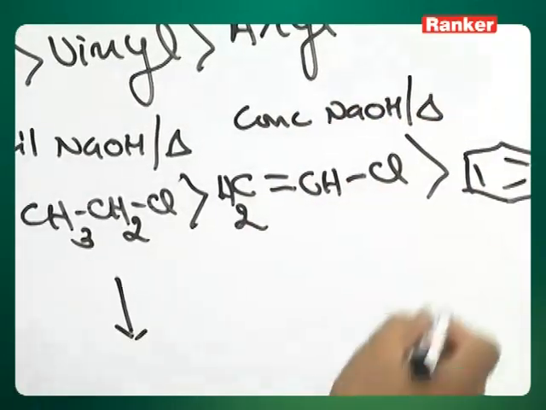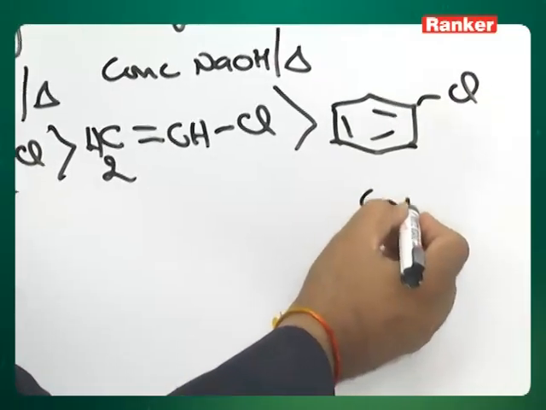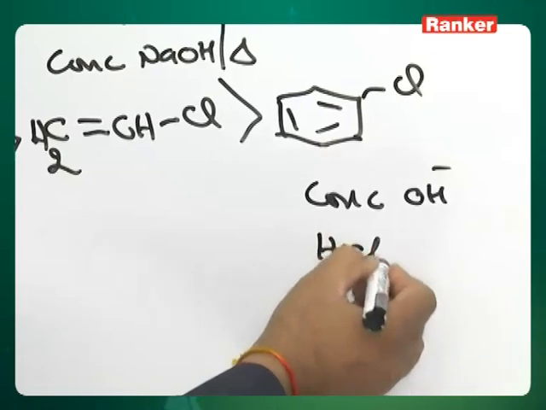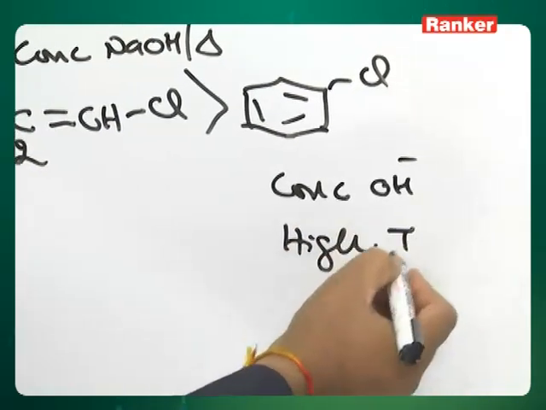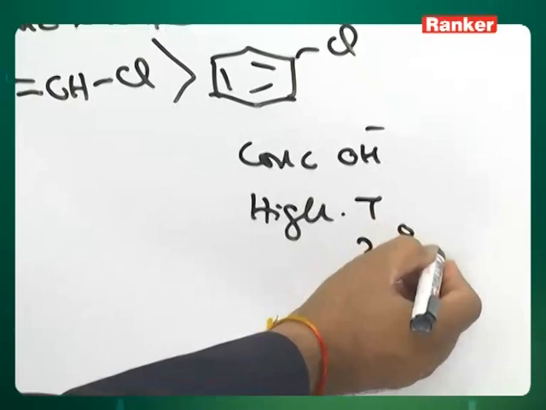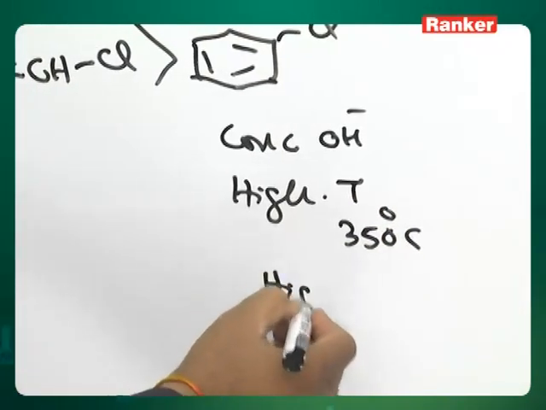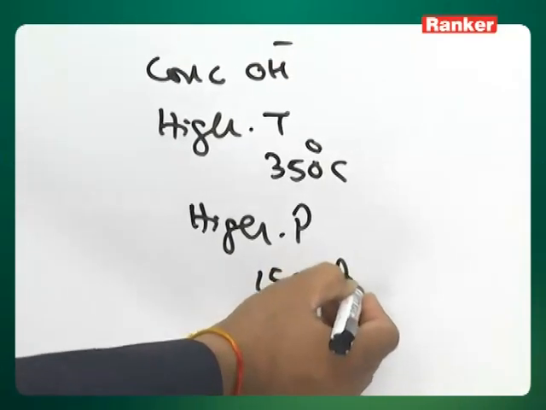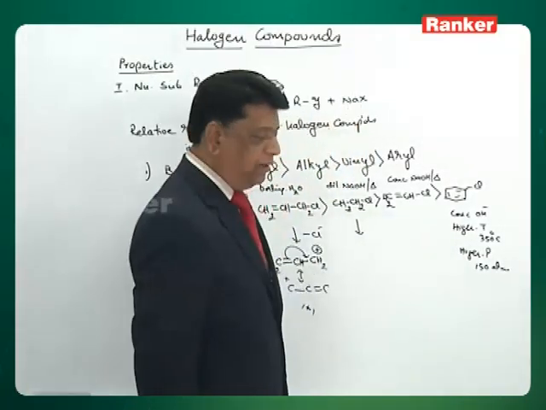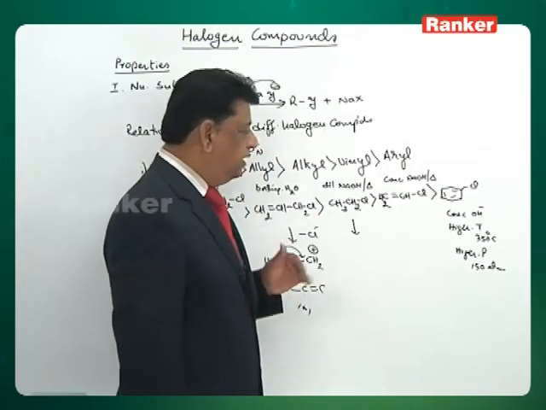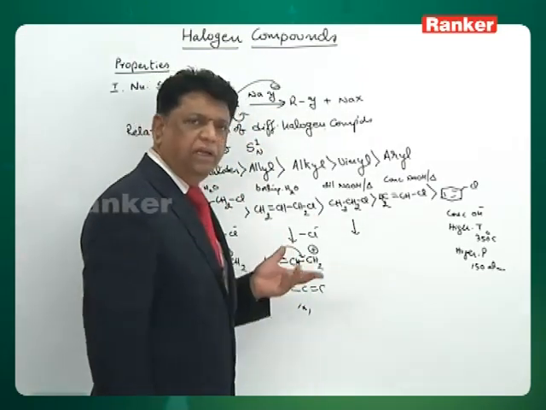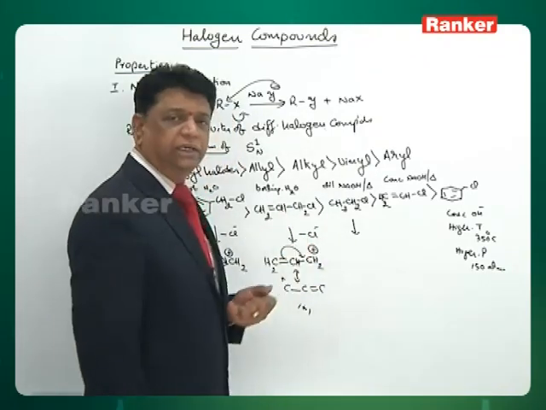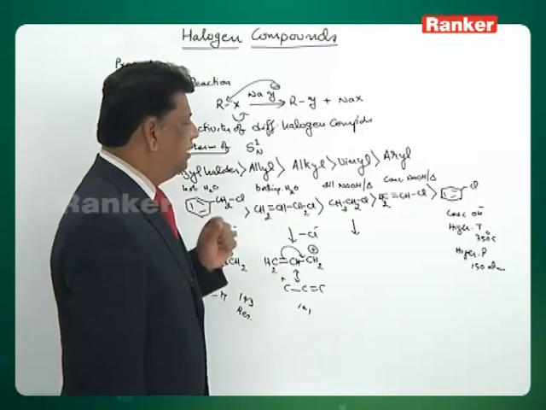Here, in the last case, you need three conditions. One is concentrated base, and high temperature, that is around 350 degrees centigrade. This is not that difficult, but high pressure is. High pressure means around 150 atmospheric pressure, where normal pressure is 1. So 150 is very, very high pressure. Normally in the laboratory, you cannot have any flask to withstand that high pressure. Only industrially is it possible.